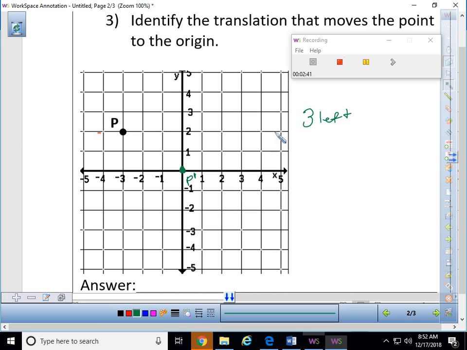So, 3 right. It'd be nice if I knew my right and left. We need to go 3 to the right. Sorry about that. It's early in the morning when I'm doing this. Haven't had my second cup of coffee yet. And then we go 2 down. 3 right, 2 down. Don't make the same mistake I did there, guys. 3 right, 2 down, and you would put it right here. And that's the translation that gets you from point P to the origin.